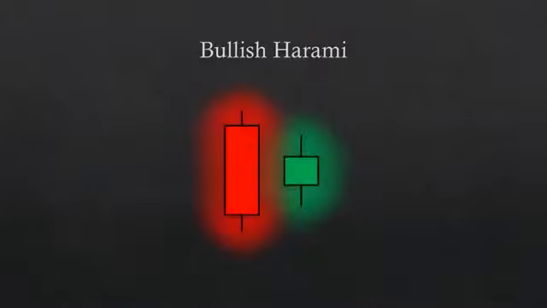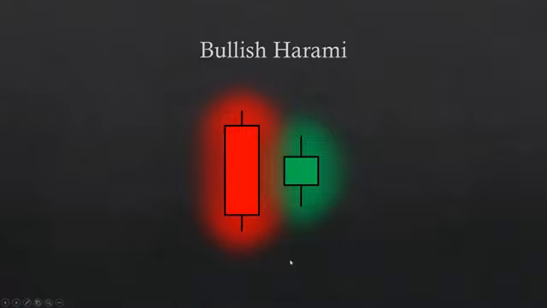This is an analogy to a baby contained inside a pregnant woman. The analogy also works in the sense that the harami means the birth of a new trend. In a bullish harami, the first candle is bearish and the second candle is bullish and fully contained within the range of the first candle. In this case, the small bullish candle represents the new uptrend that is about to be born. There can be a small gap up between the two candles, which helps confirm this bullish signal.